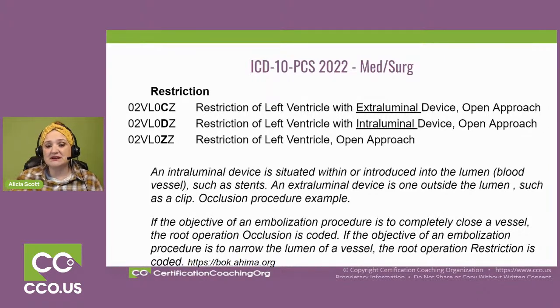One of the examples, of course, this is left ventricle, but when they go in and put clips on fallopian tubes, that would be an example of extraluminal occlusion. Now, if you are doing an embolization, that is going to completely close off the vessel. So that actually is an occlusion operation, and a restriction is when you're going to narrow a lumen or a tube.